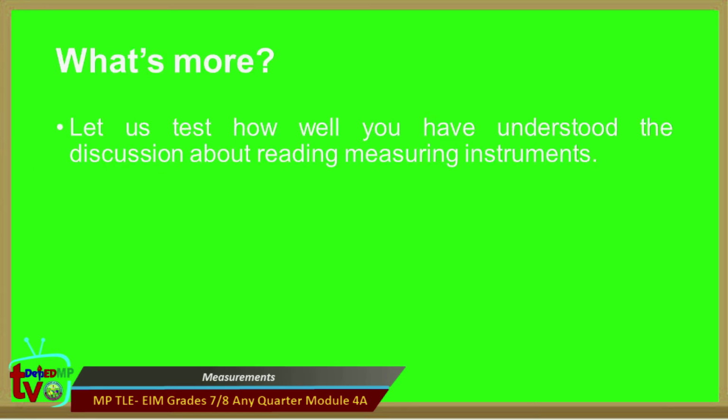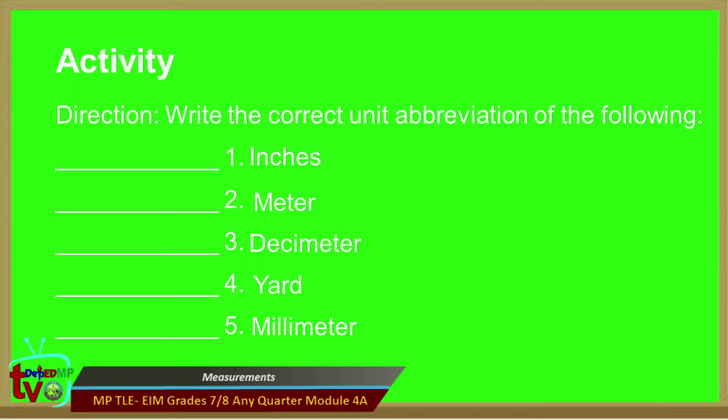Let us test how well you have understood the discussion about reading measuring instruments. Write the correct unit abbreviation of the following. Number 1. Inches. Number 2. Meter. Number 3. Decimeter. Number 4. Yard. And number 5. Millimeter.